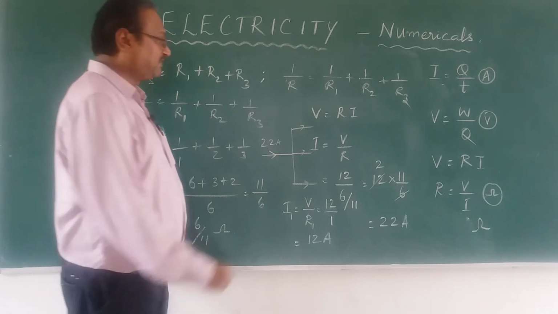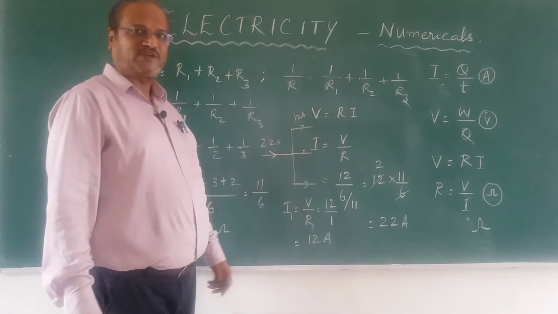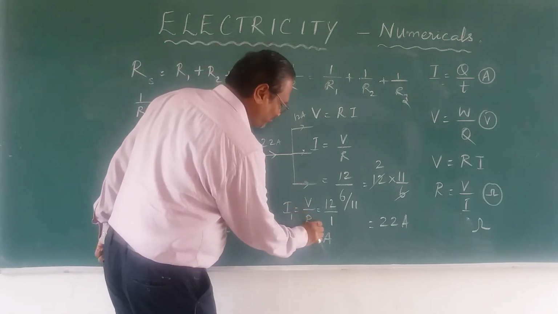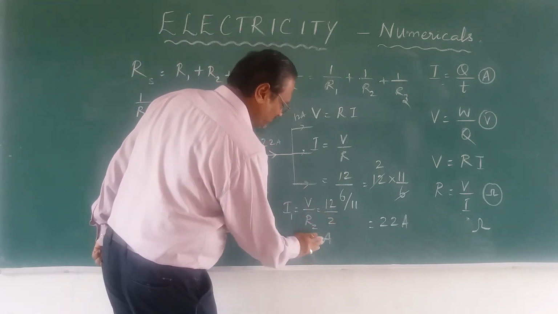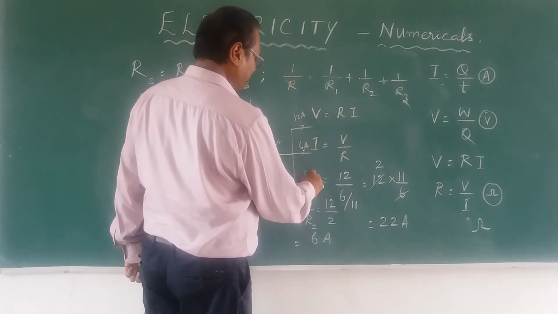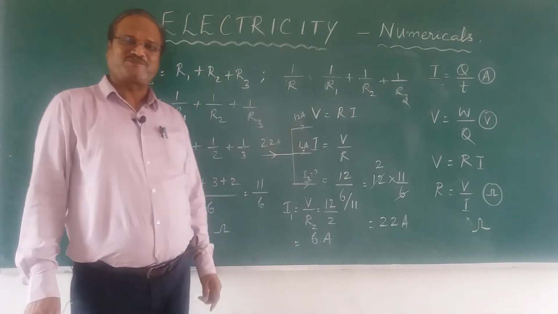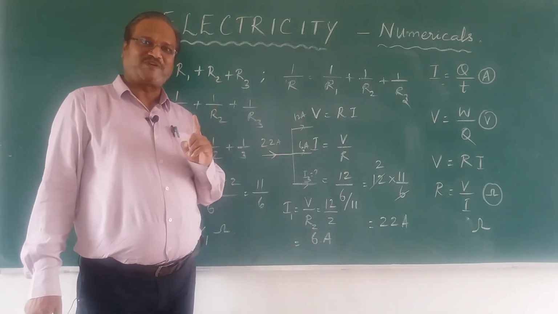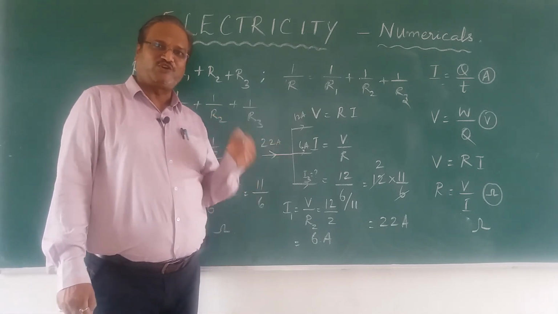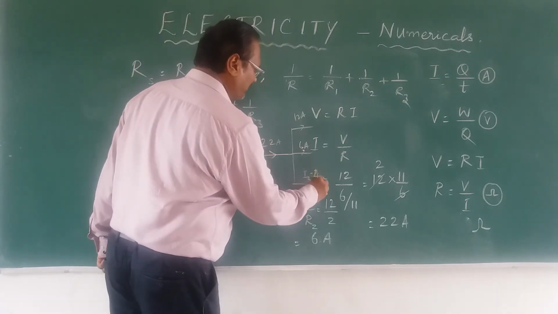So 12 ampere goes through the first one. How much will go through the second one? R2 is 2. So 12 divided by 2 is 6. Now 6 ampere has come. Now what will be I3? Yes, it's a magic. 12 plus 6 is how much? 18. Right, and total is 22. 22 minus 18, how much? That is, I think, 4 ampere.